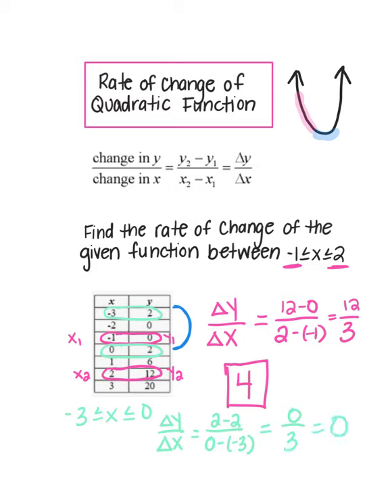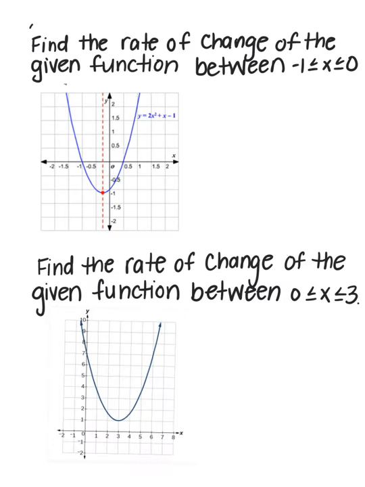So this has a change of 0. Between -3 and 2, there's no change because they both have a y value of 2. If I'm thinking about my quadratic, if they're both at 2, the change between those two values is right there at that same y value.